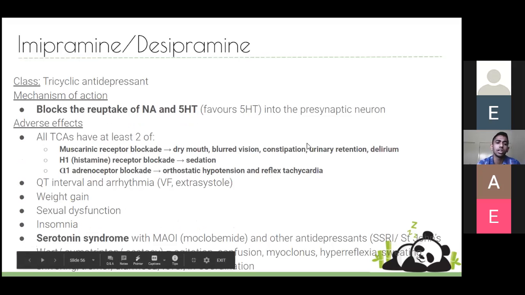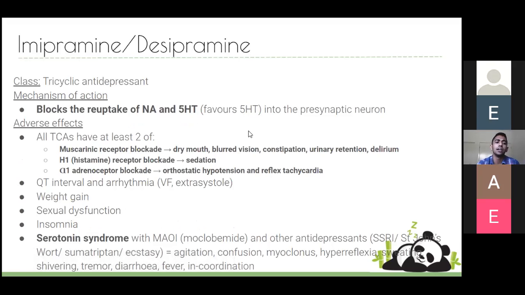All right, so we'll start off with our TCAs. This is going to block reuptake of noradrenaline and serotonin. All TCAs have at least 2 of these side effects. So either going to block muscarinic receptors, histamine receptors, or alpha-1 adrenergic receptors. And these are all going to produce their own side effects. So muscarinic receptor blockade is going to produce that characteristic set of cholinergic sort of symptoms, so dry mouth, blurred vision, constipation, urinary retention, and delirium.